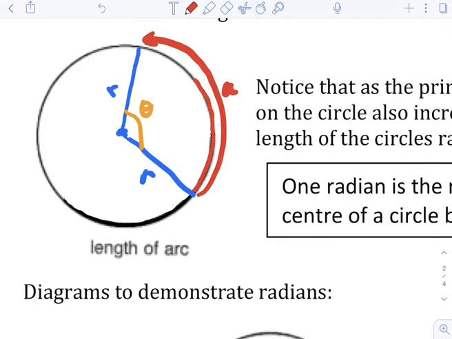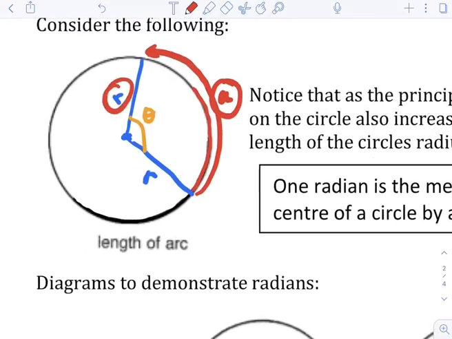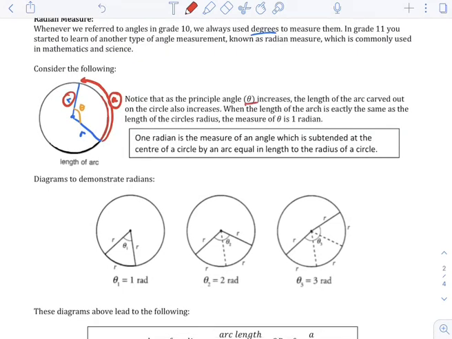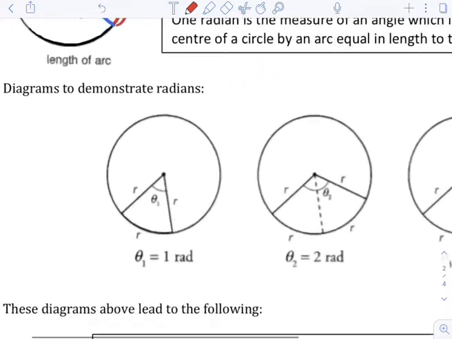So what the radian is, it's just a measurement that takes the arc angle and divides it by the radius. That's all we're dealing with. So let's have a look at that. It says, notice that as the principal angle, theta, increases, the arc length carved out on the circle also increases. When the length of the arc is exactly the same as the length of the circle's radius, the measure is 1 radian. So here's an example of 1 radian.